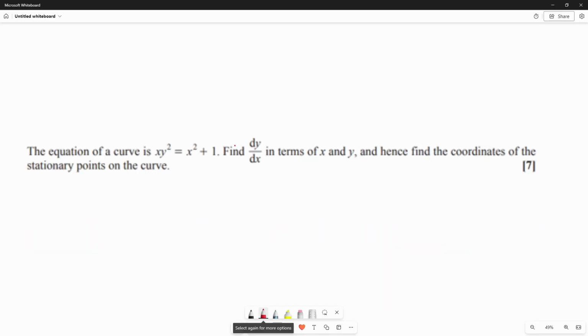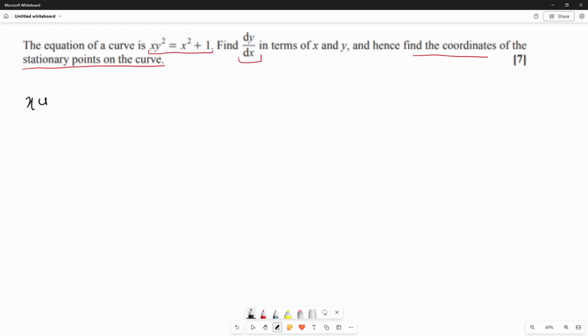This question tells us that a curve has the equation xy squared equals x squared plus 1. It's telling us to find dy/dx and to find the coordinates of the stationary points of the curve. I'm going to rewrite the equation over here: xy squared equals x squared plus 1.